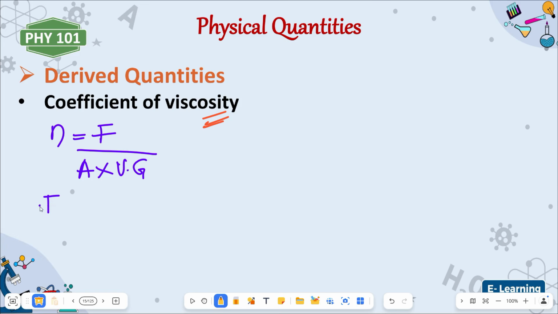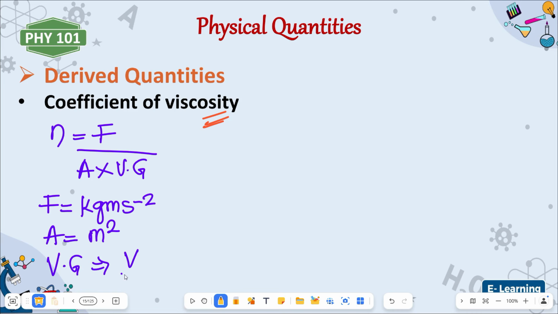Force, of course, is kg meter per second square. Area, meter square. What is velocity gradient? Now, my dear, the velocity gradient is velocity over length. Velocity gradient is what? Velocity over length.